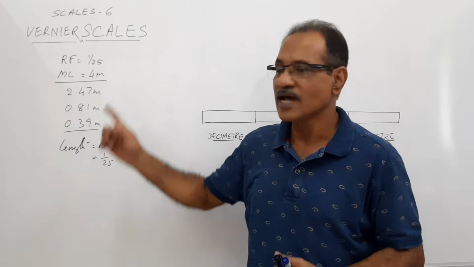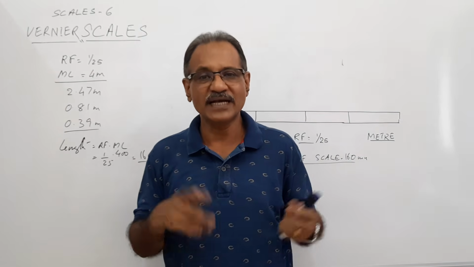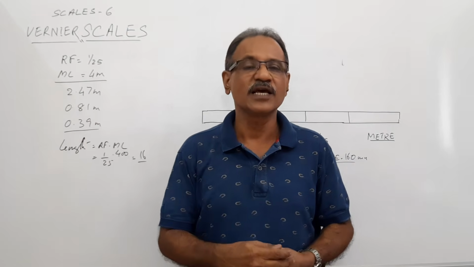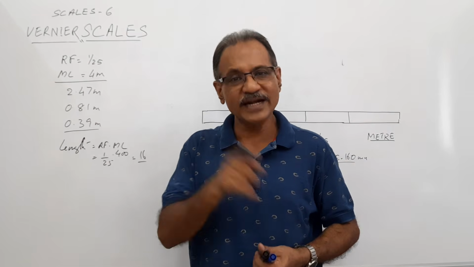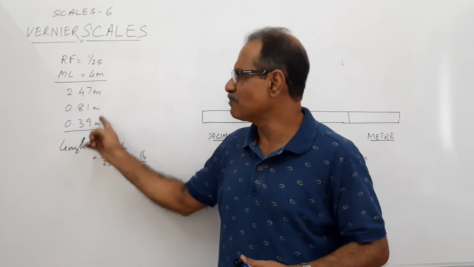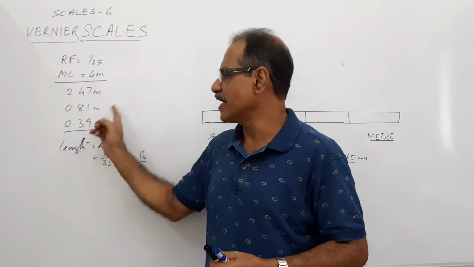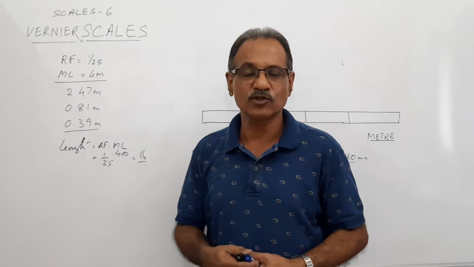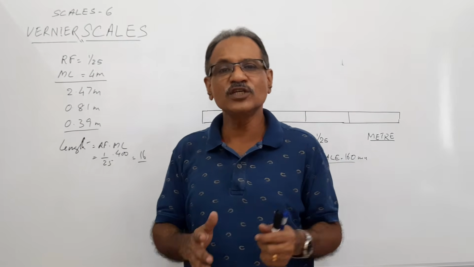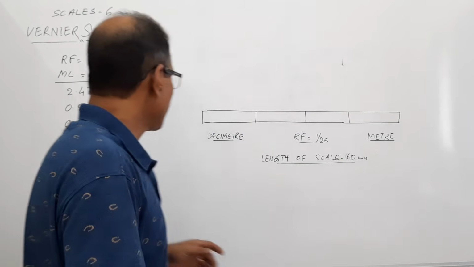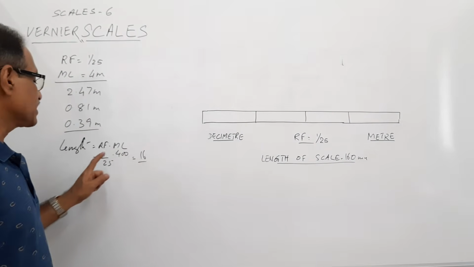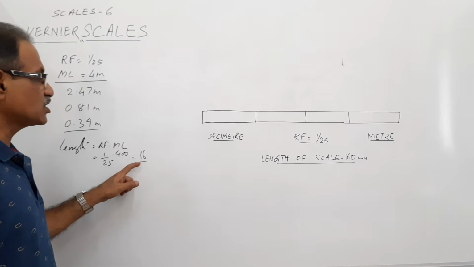The question is, RF is 1 by 25, maximum length to be measured is 4 meters. You are asked to draw a forward reading Vernier and show the lengths 2.47 meters, 0.81 meters and 0.39 meters on it. Agreed? The procedure is identical. You find the length of scale, RF into maximum length, 1 by 25 into 400, 16 centimeters.